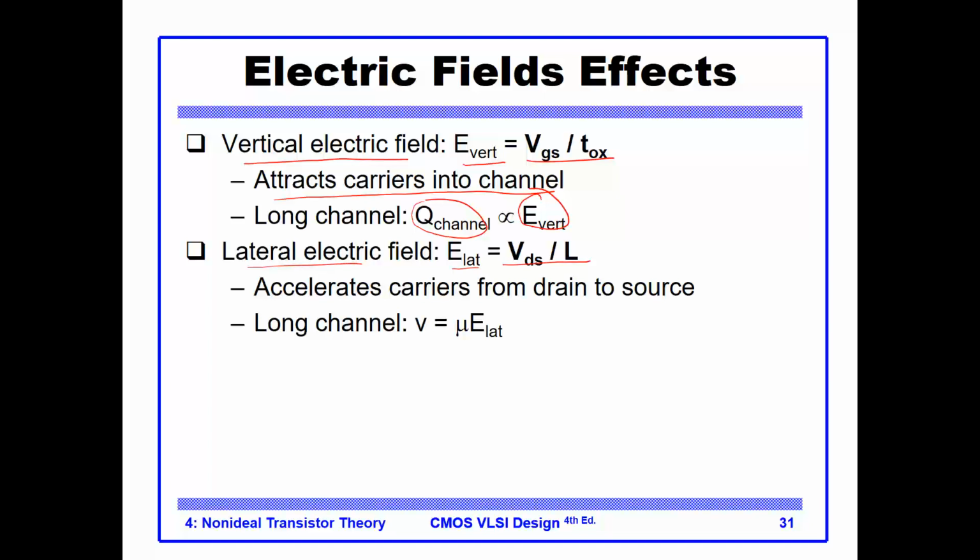Now, the lateral electrical field, which is expressed as VDS divided by the length of the channel, accelerates the carrier from the drain to the source. Typically, the velocity of the carrier increases linearly with the lateral electrical field. And when that ceases to exist, we say that we have velocity saturation.